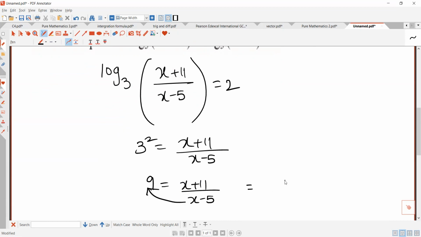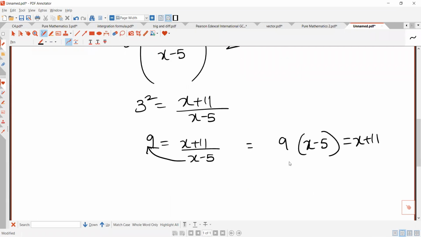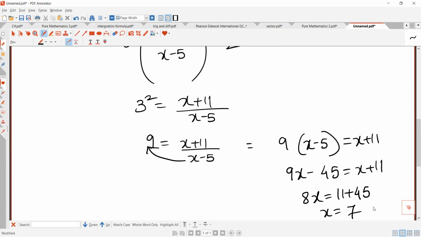Okay? What will it be? 9 times (x minus 5) equals x plus 11. Understand? Okay. 9x minus 45 is equal to x plus 11. Take it to the other side, what will it be? 8x. 8x equals 11 plus 45. How much is it? So x equals 7.